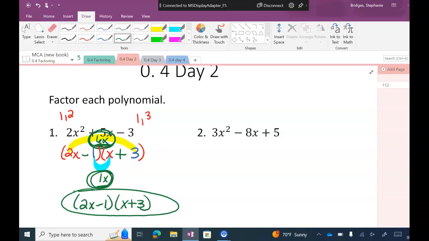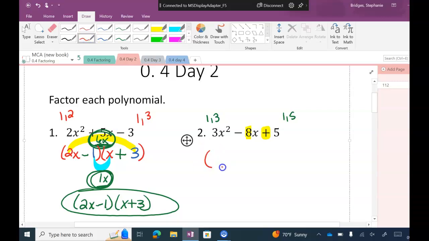What are the factors of 3? 1 and 3. Okay. What are the factors of 5? 1 and 5. Good news again is we don't have a lot of options to choose from, so that takes my guessing and checking down to a minimum. Am I trying to add or subtract? Add, and I want to add to get 8.